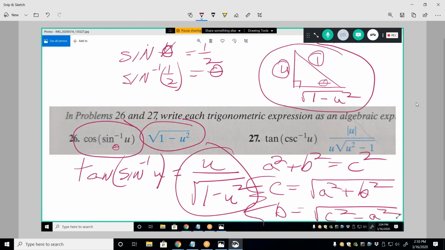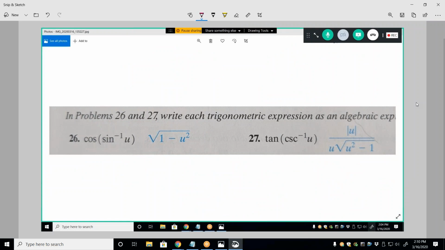Figure out where my eraser is for the second one. In other words, again, we know that that is an angle. So if we draw our triangle, cosecant is what? 1 over sine. Okay. So what parts of this triangle can I label?